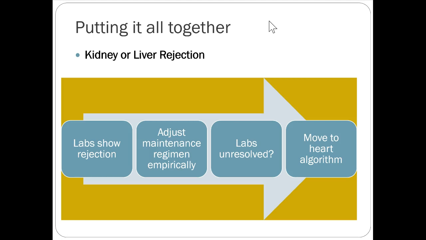Kidney and liver rejection is lower acuity, I should say, than cardiovascular or pulmonary rejection. So let's say your labs show rejection. You have elevated liver enzymes, you have elevated serum creatinine. You're going to adjust your maintenance regimen empirically. For the most part, you're just going to give somebody increased doses of what they're taking.